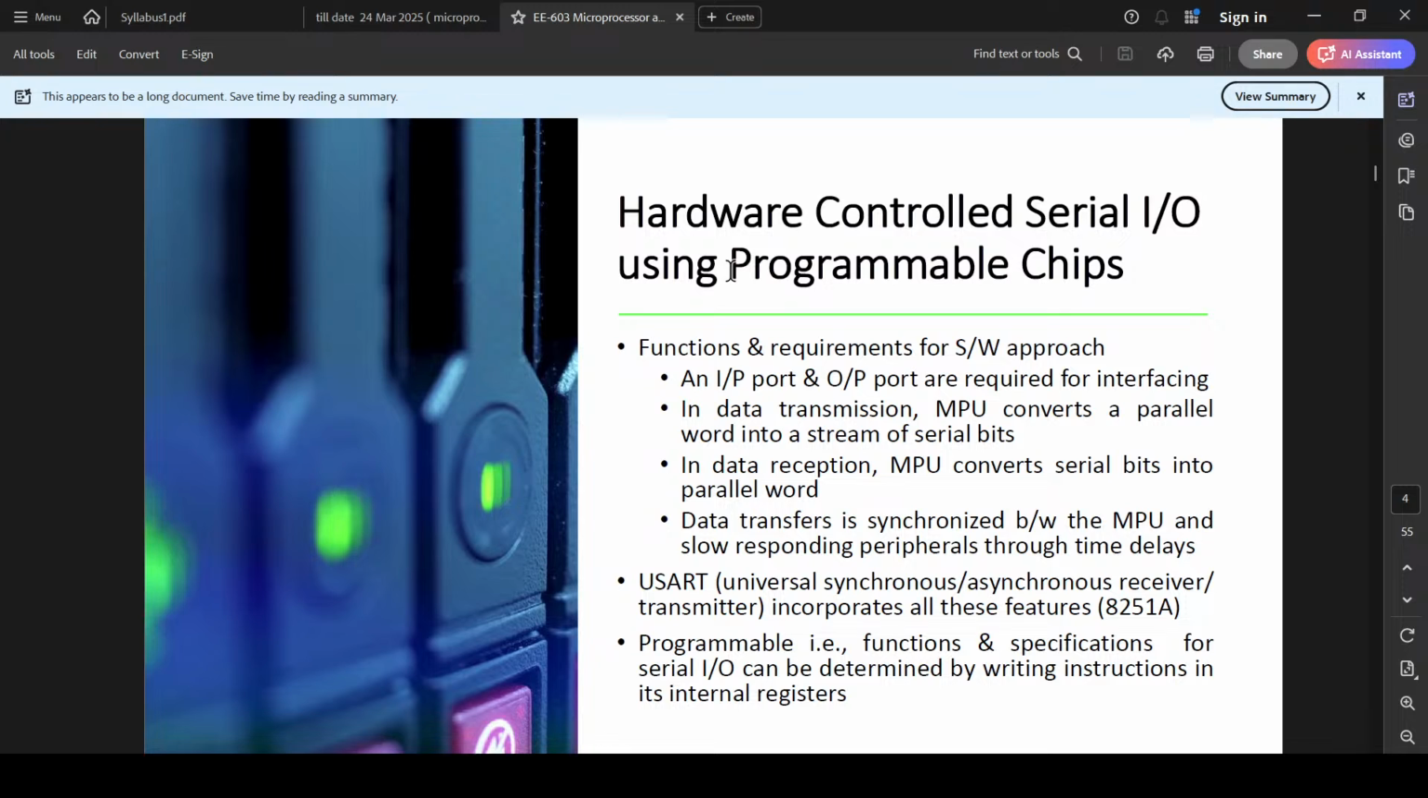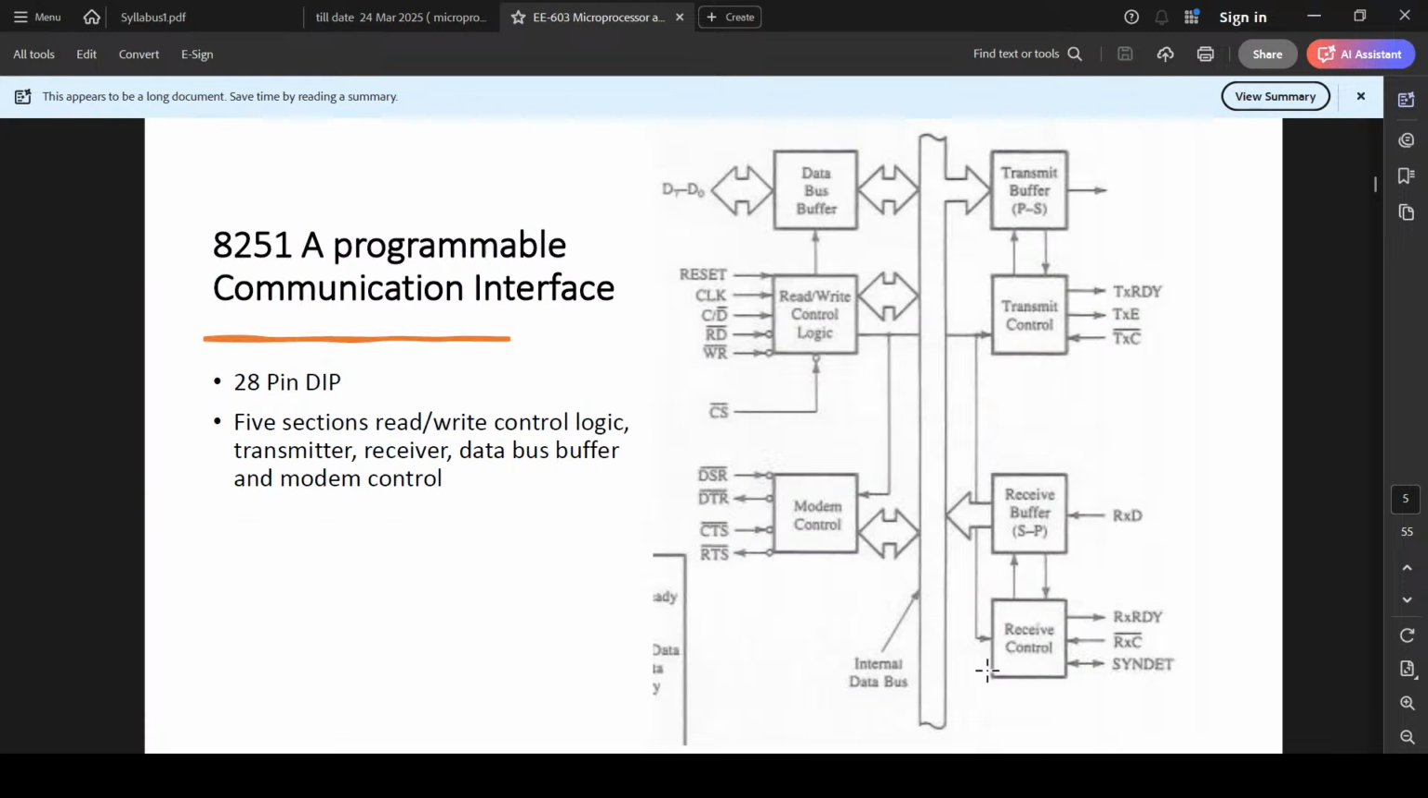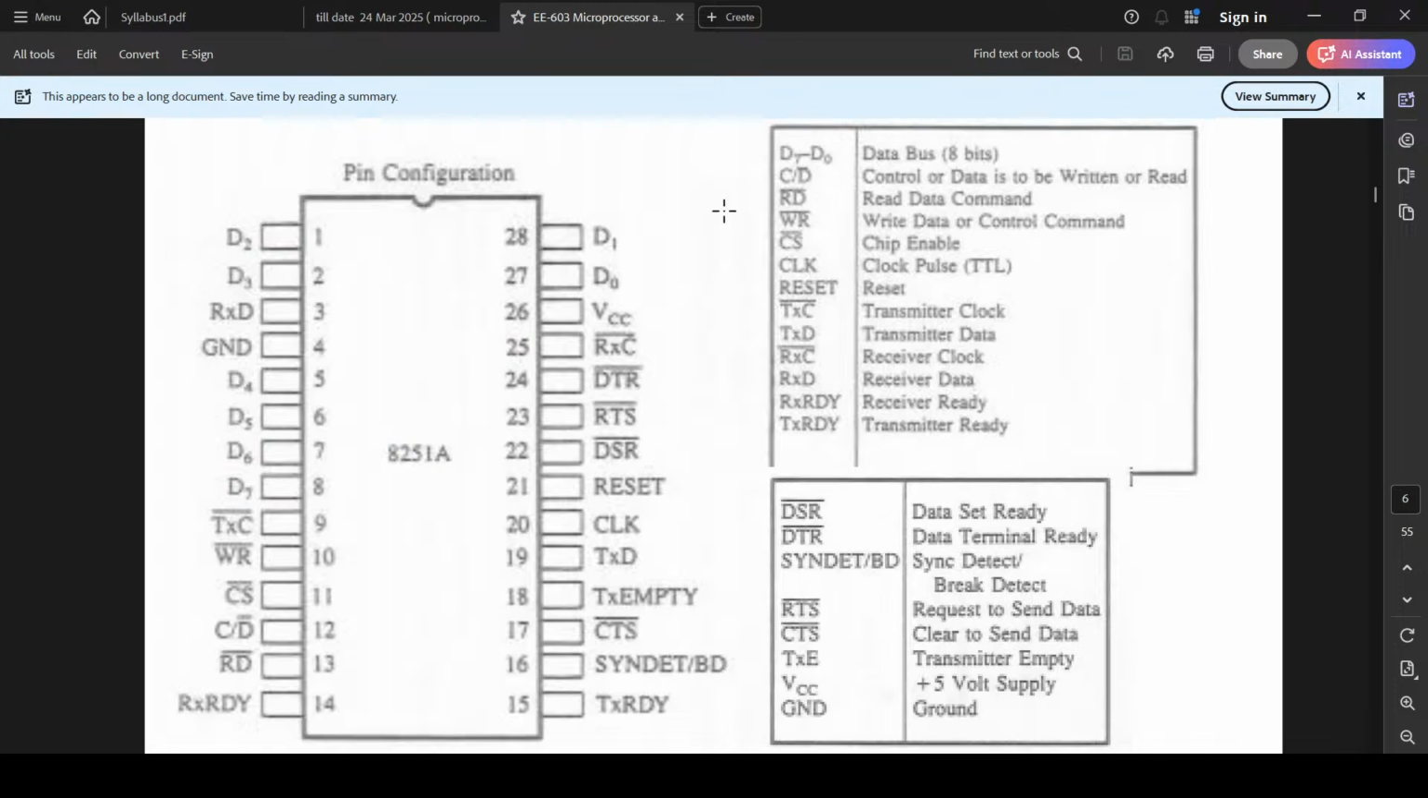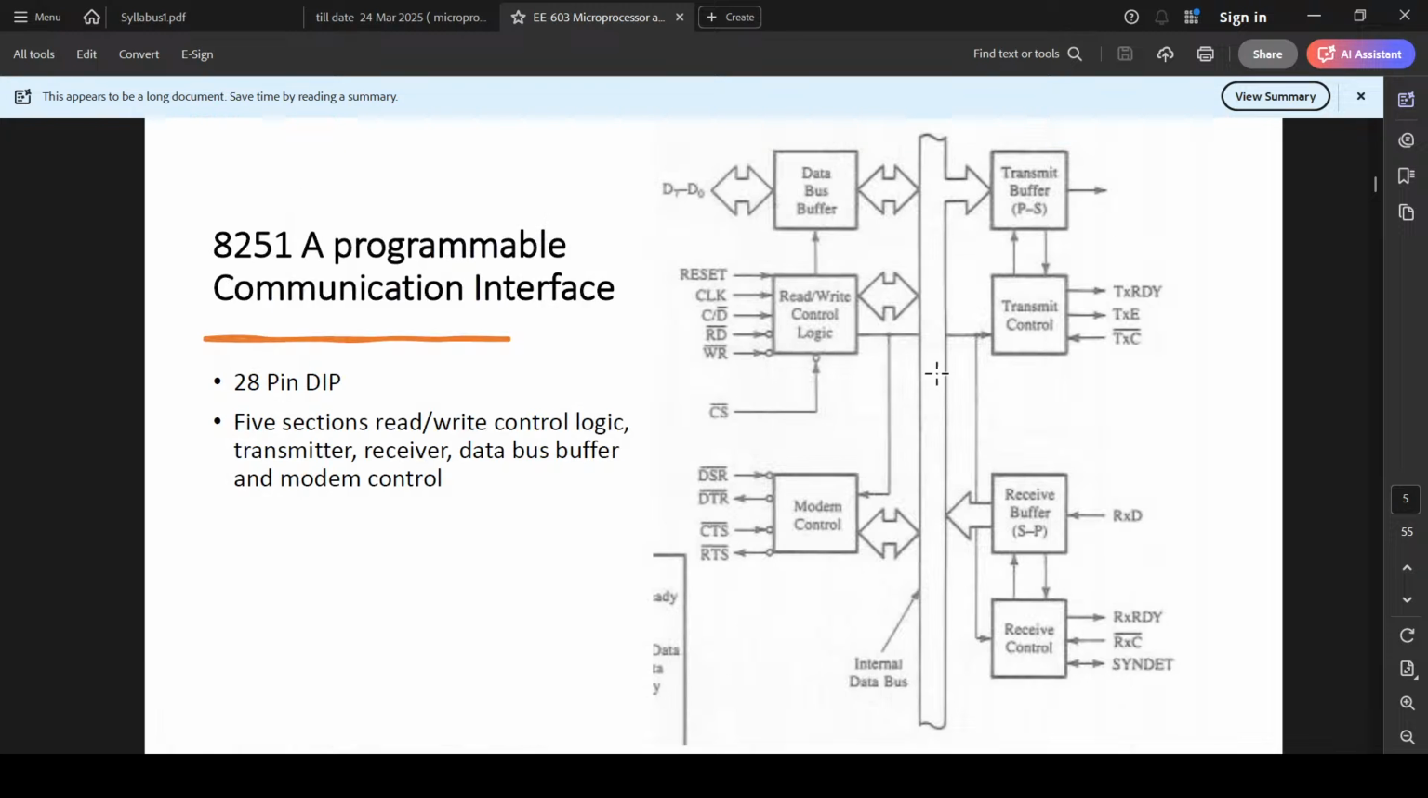Hardware control serial IO using programmable chips. Functions and requirements, that is specifications. 8251, a programmable communication interface. This is the data bus buffer, transmit buffer, read write control logic, transmit control logic, modem control, receive buffer. I don't think it was easy to remember this in one go. So let's just go to 8251A. But this has more chances of coming in the exam.